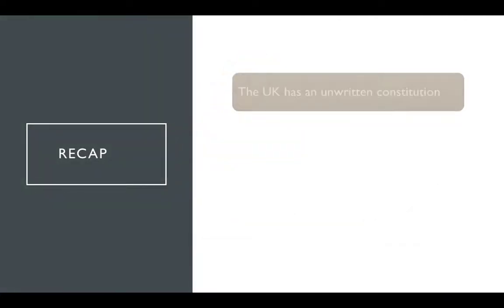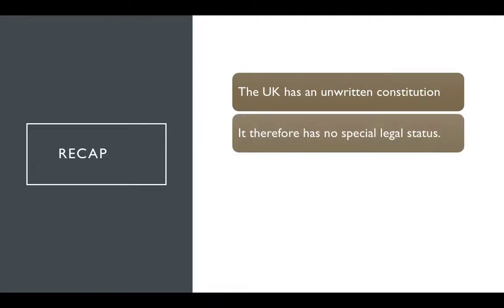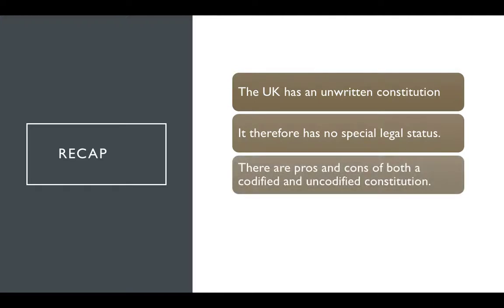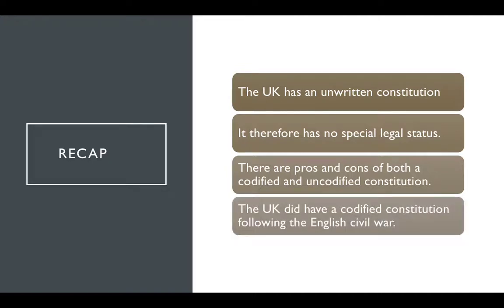So a quick recap. The UK has an unwritten constitution, an uncodified constitution, meaning it's not all written down in one place. It therefore has no special legal status. It's more of an ethereal concept rather than a specific block document. And there are pros and cons to both a codified and uncodified constitution. The UK did have a codified constitution following the English Civil War, and there are also arguments about other legislations and documents that have existed in the past, like the Magna Carta, for example.